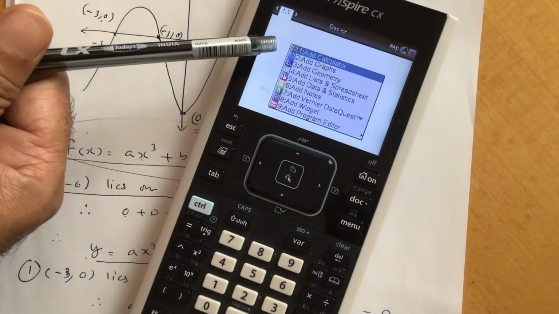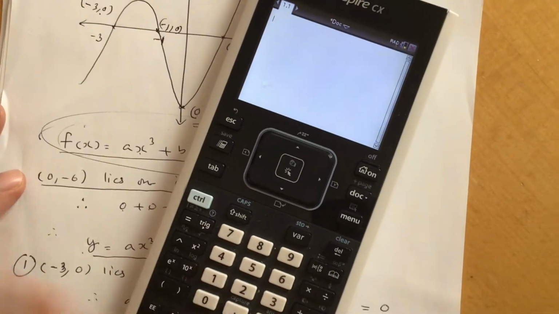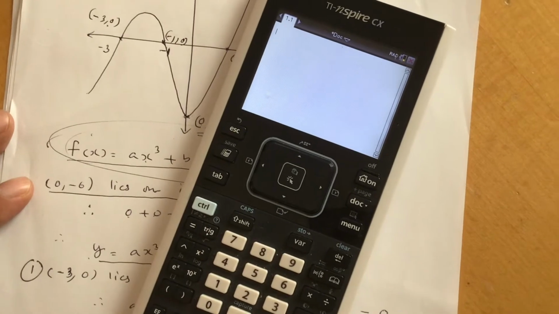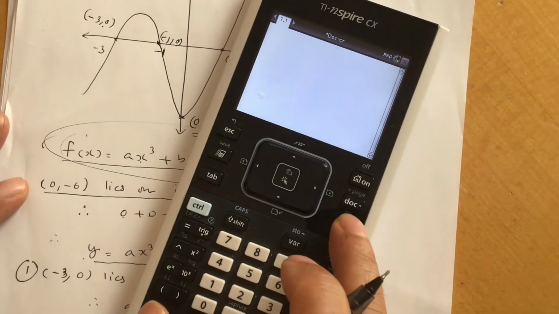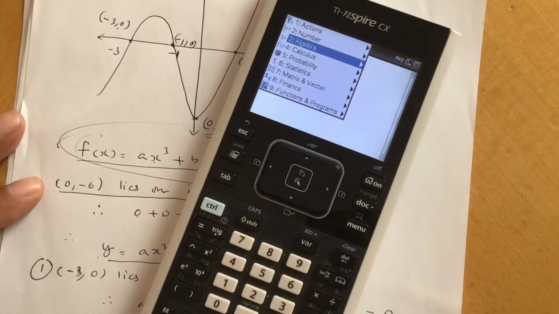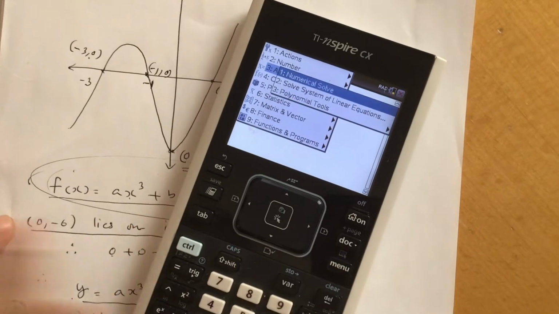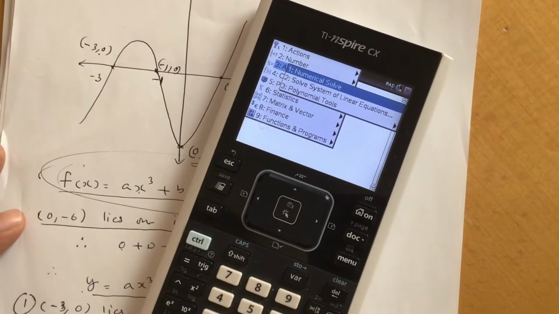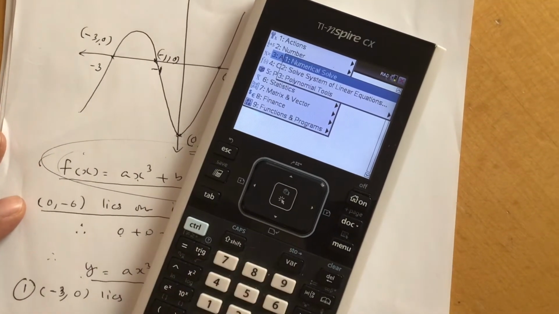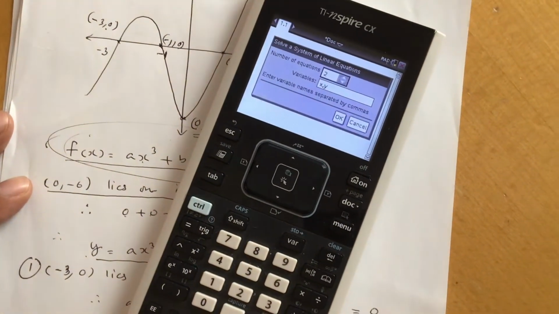Then we are going to do it on the calculator page. So I enter 1. That's the calculator page. Then you go to menu, go down to algebra. Option 3 is algebra. Click on that. Option 2 is solve system of linear equations. So if I press 2, I'll get solve system of equations.